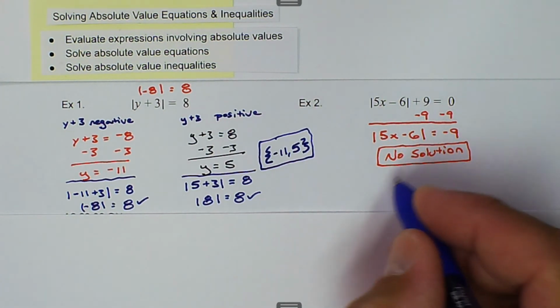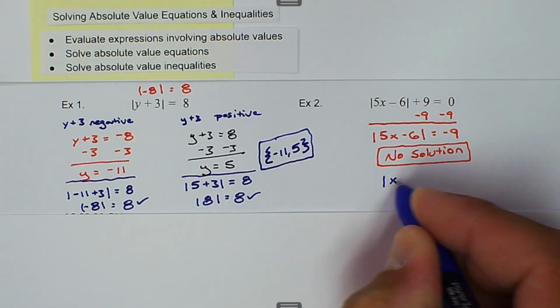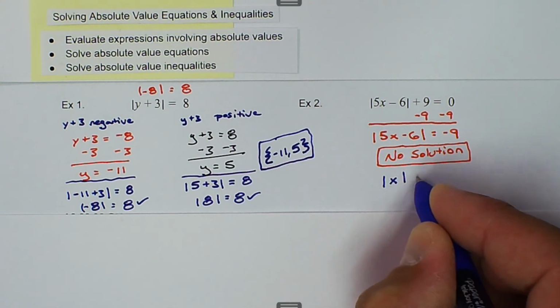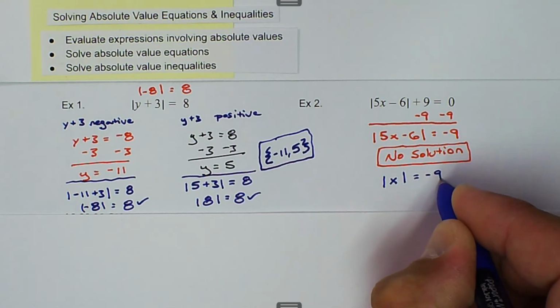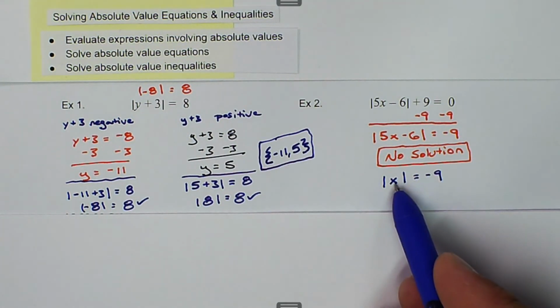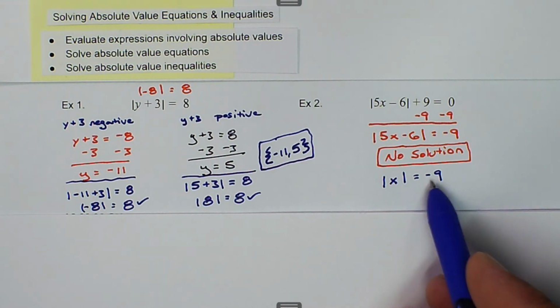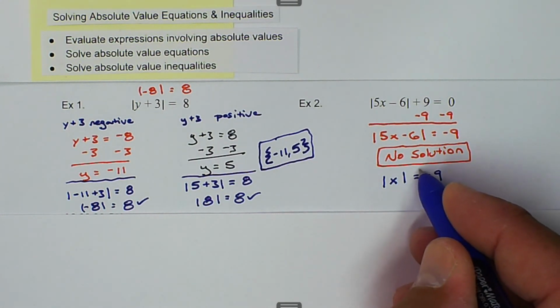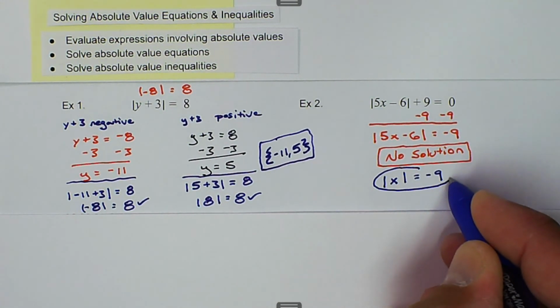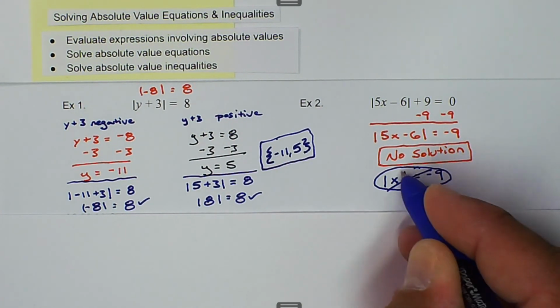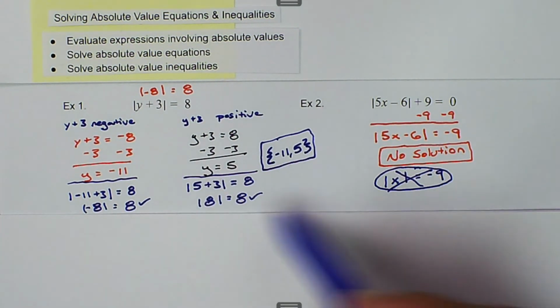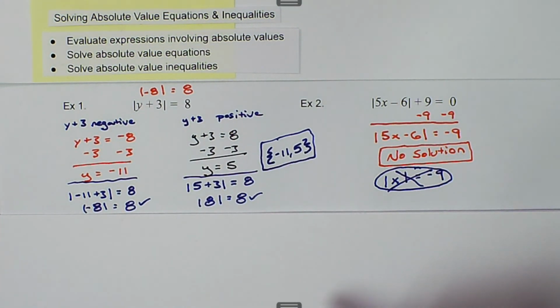If we took the absolute value of x, is there any way we could take a positive value and get it equal to a negative 9? Is there any value we could substitute in for x and it becomes positive and then it's equal to negative 9? No. The smallest number we could have over here is 0. So right away, we don't have to do any more of this. We just know that the answer is no solution.